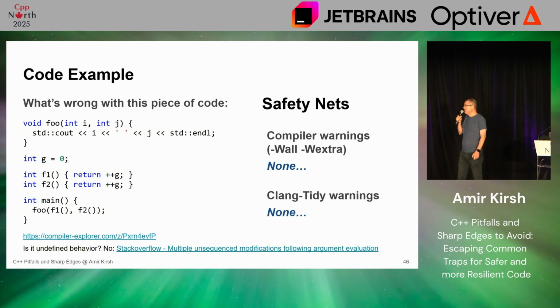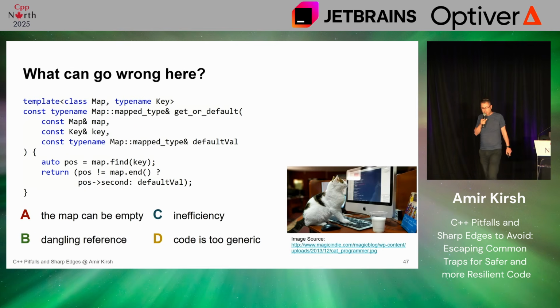Safety nets, nothing. At least with what I checked. It might be that at a certain point of time, or with a certain tool that you use, you'll get a static code analysis warning. I didn't get one. What can go wrong here?